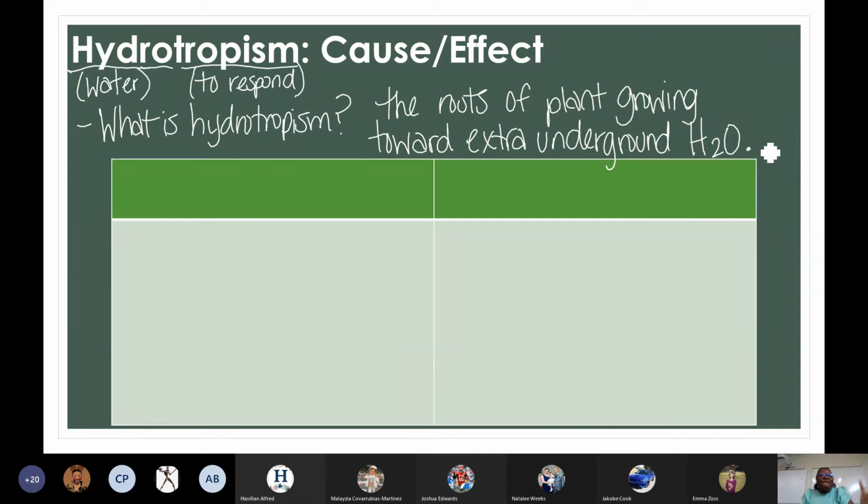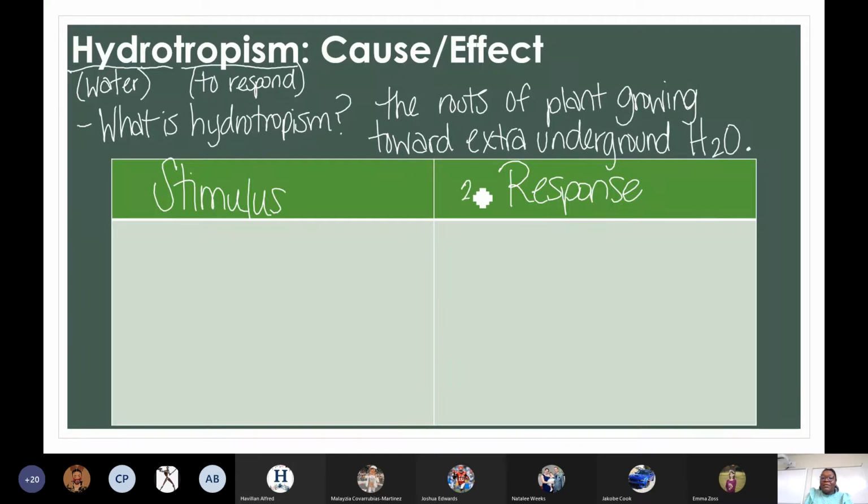Feel free to have your colors out so you can draw some pictures with Ms. Neville. Instead of me calling this a cause and effect chart, I'm going to call it a stimulus and response chart. Remember, our stimulus or cause happens first, and our response happens second. So let's pull out our colors here.